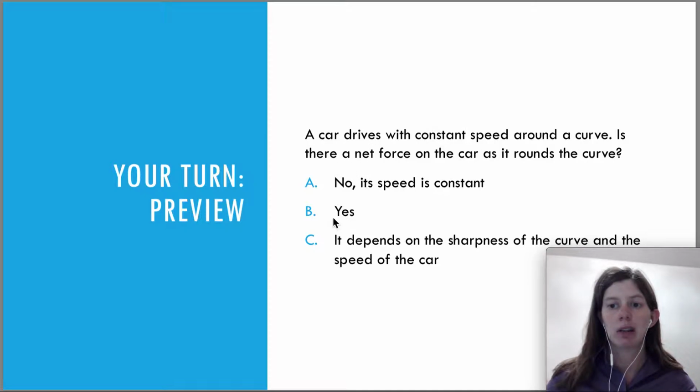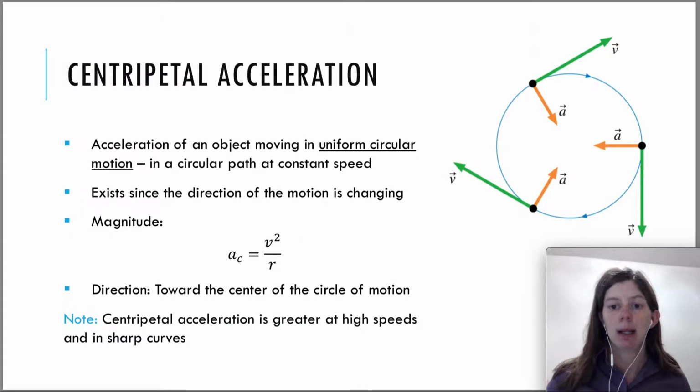So the answer is that there is actually a net force, because even though you have a constant speed, you're rounding the curve. That means you're changing direction. When you're changing direction, that's an acceleration, and that means there's a force. That acceleration is called a centripetal acceleration.